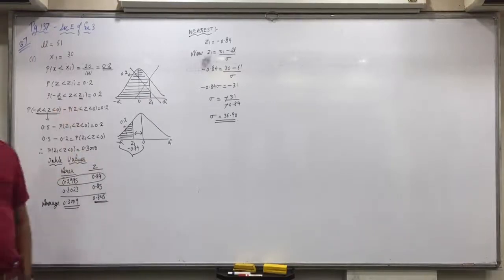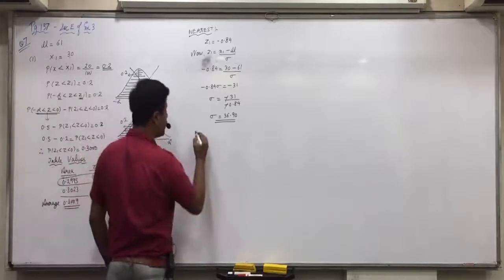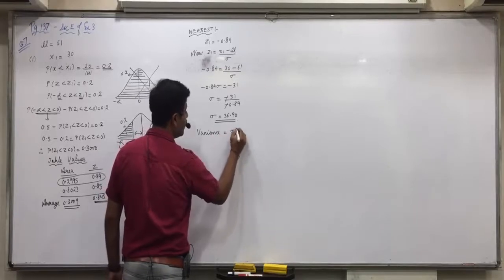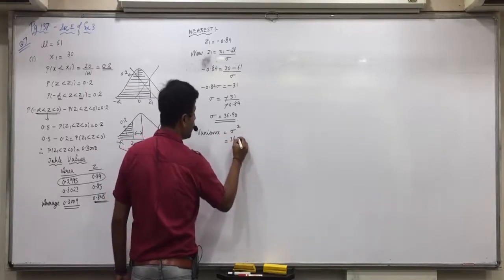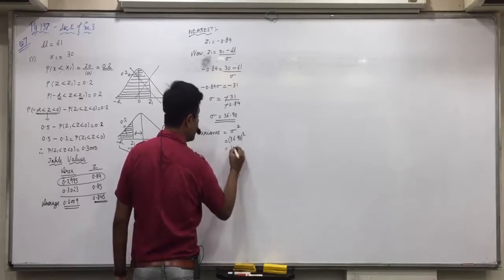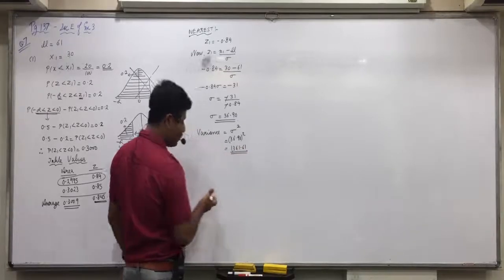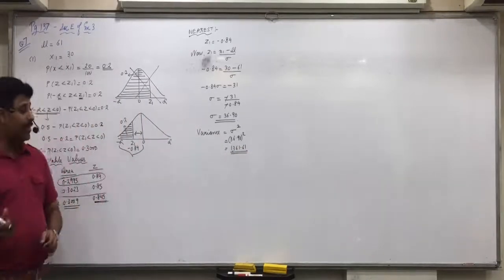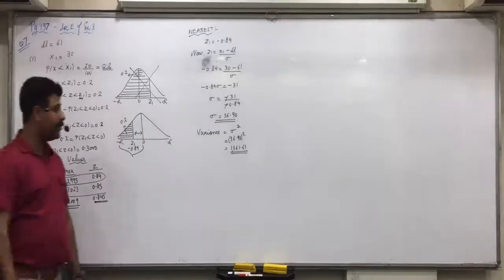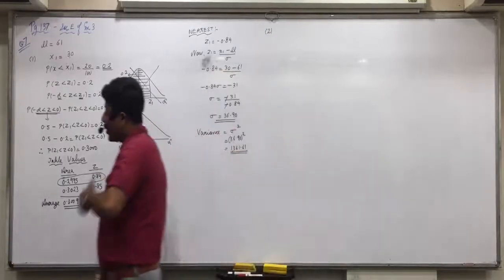Now the second part is a direct question. Variance is asked. Thus variance is equal to sigma square, 36.9 square, which is 1361.61. A minute difference will come if you have rounded off, that's fine. Now the second sub question is a direct one.